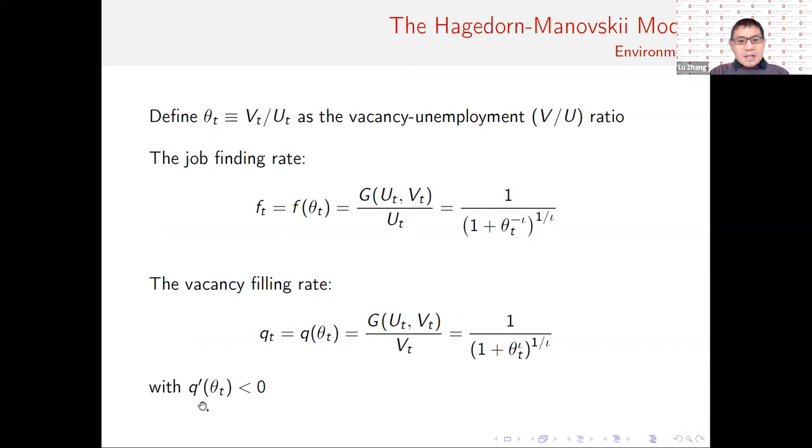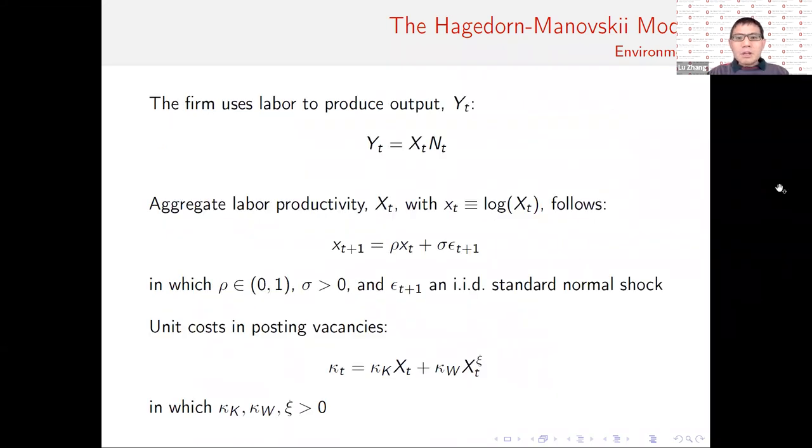And in particular, the vacancy filling rate is a decreasing function of labor market tightness. Basically, if you face more competitors as a company, then the probability for you to hire a worker given a vacancy is gonna go down. So there's a constant returns to scale production function for the firm, with labor being the single productive input, and the log labor productivity follows a standard AR1 process with the long-term mean of zero.